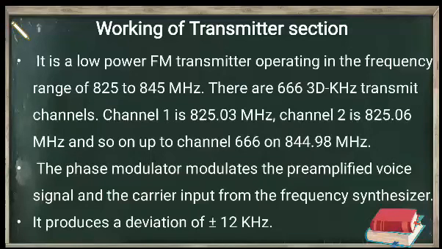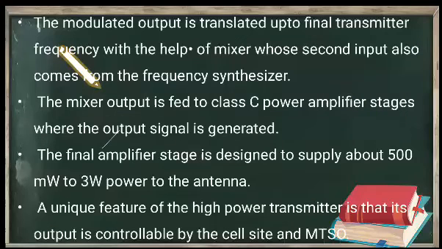The next block is the phase modulator. It modulates the pre-amplified voice signal and the carrier input from the frequency synthesizer. It produces a deviation of plus or minus 12 kilohertz. The modulator output is translated up to the final transmitter frequency with the help of a mixer, whose second input also comes from the frequency synthesizer. The mixer output is fed to the class C power amplifier stages, where the output signal is generated.